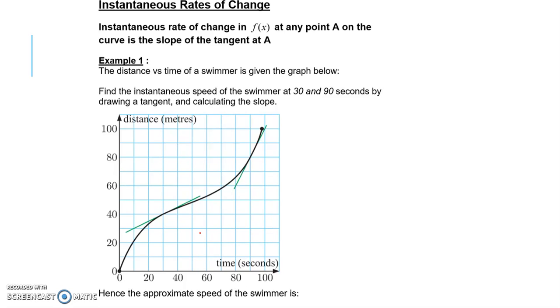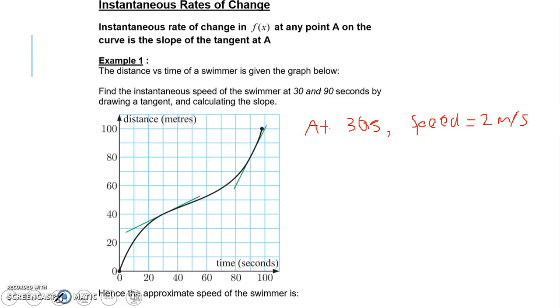So at 30 seconds, speed is equal to 2 meters per second. It's just the gradient, the rise over run of that line.